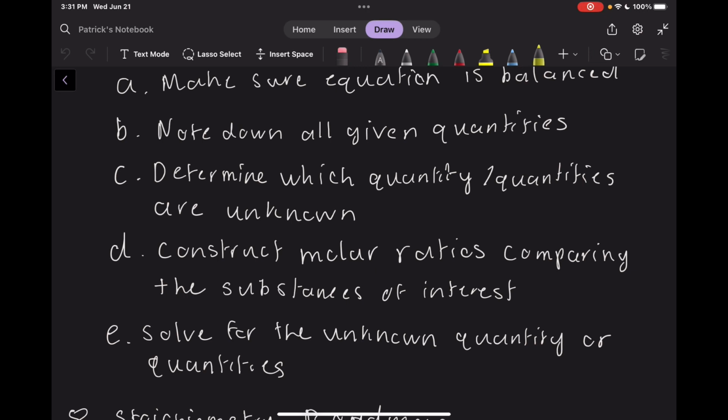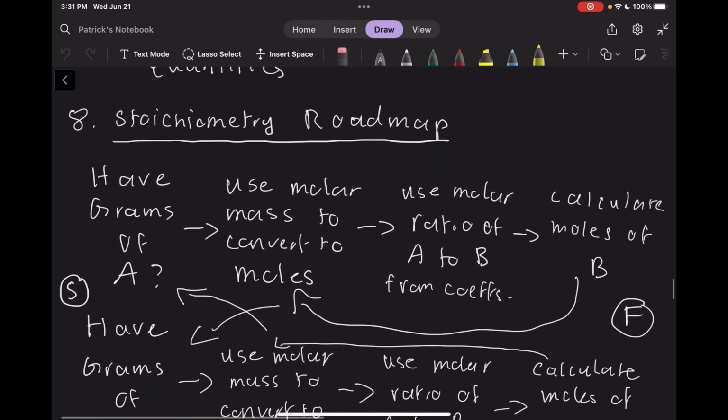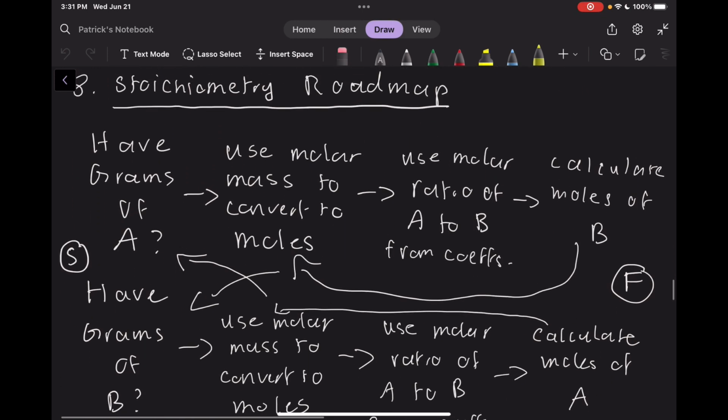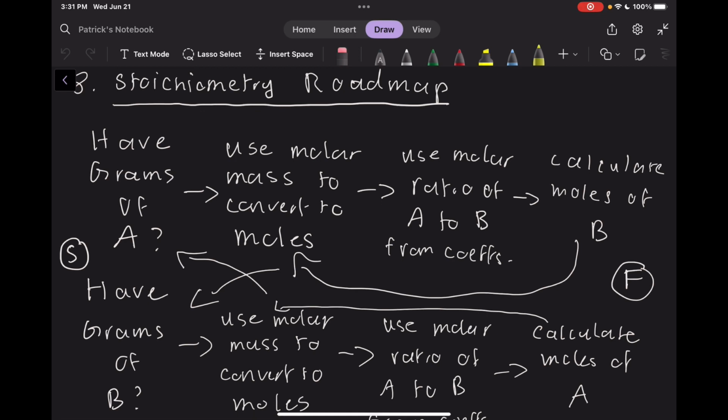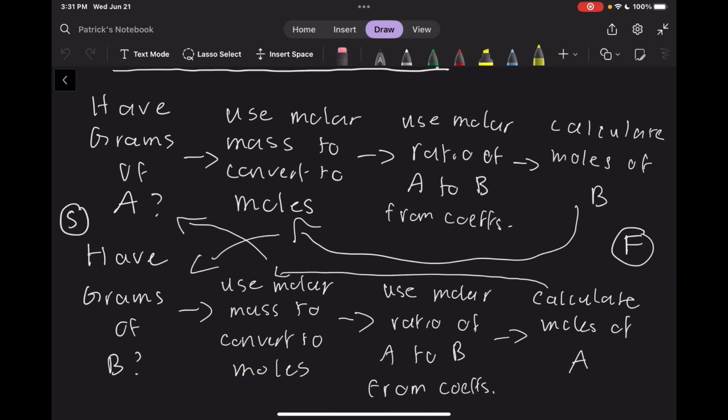We'll look at the specifics of the problem-solving process once we get to our example problems. But first, for all the visual learners out there, this is a diagram which represents the steps we just went over. We'll call this the stoichiometry roadmap. The way this works is, we start at the circled S and end at the circled F.